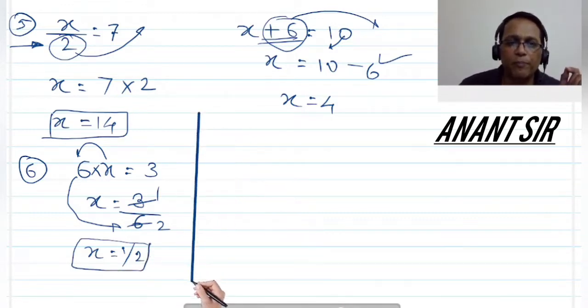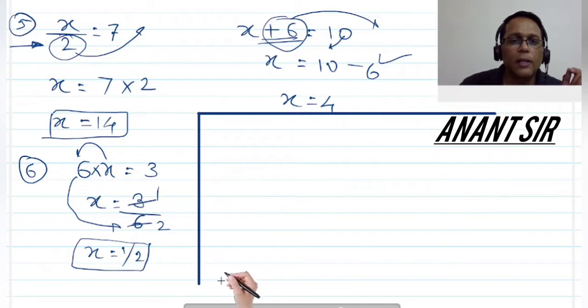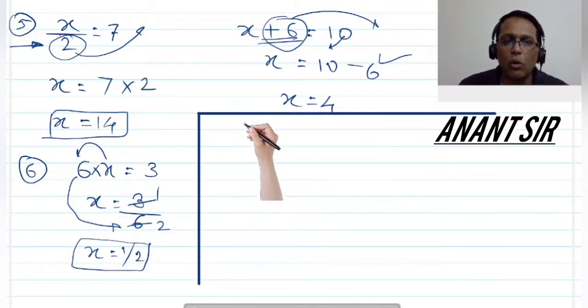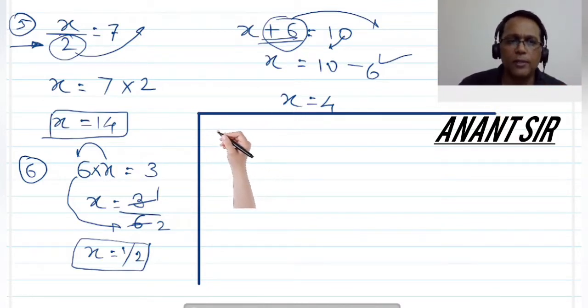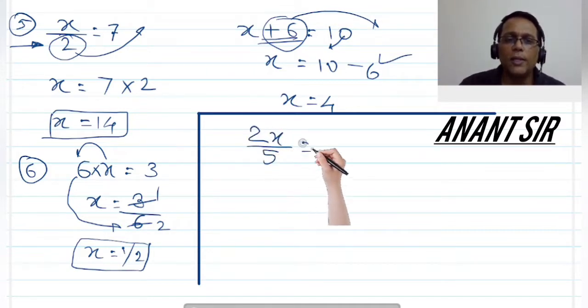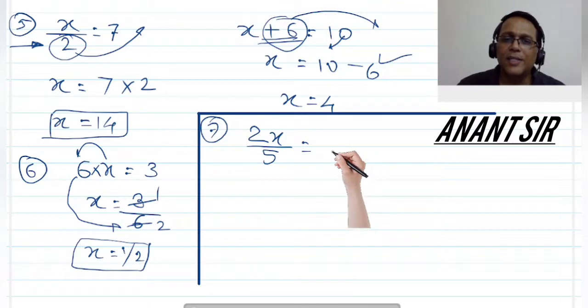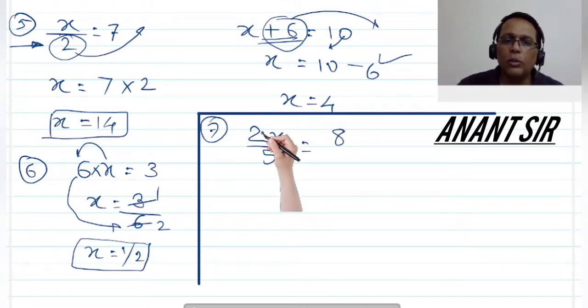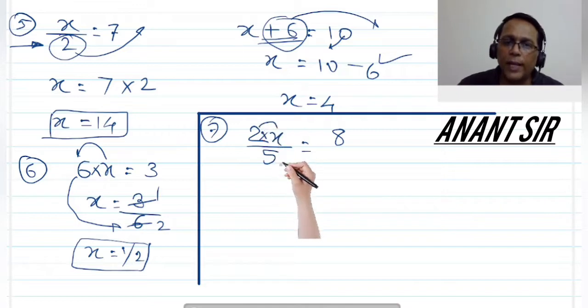Okay, so then we'll solve one or two more questions and then we'll go to the exercise. Okay, so I hope you are getting the examples. So 2x by 5 is equal to 8. Now there is multiplication also with x and there is division also. So I will do it step by step.